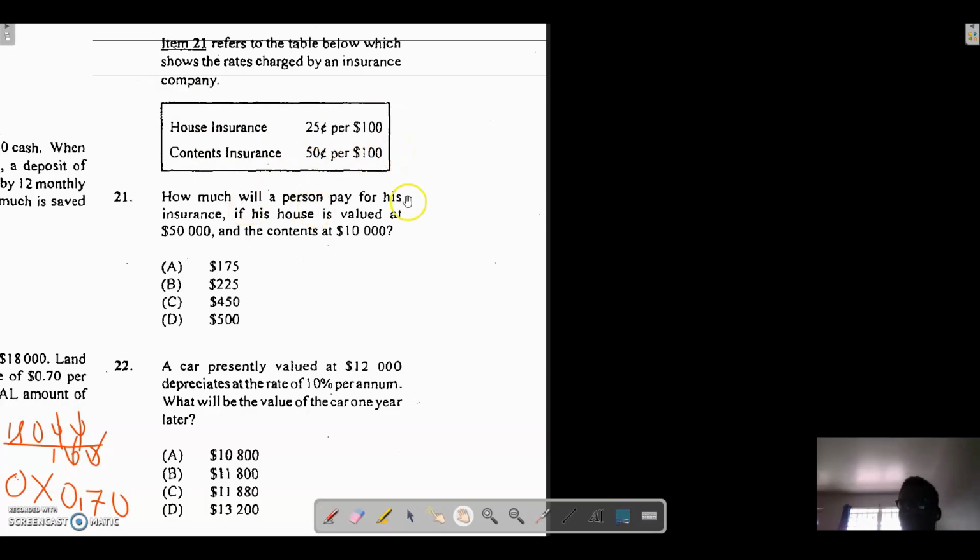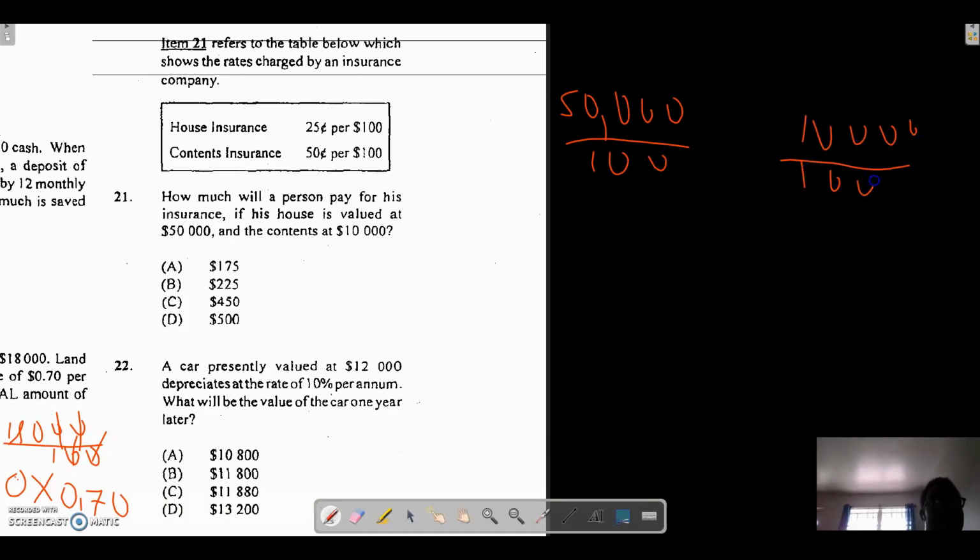How much money will a person pay for his insurance if his house is valued at $50,000 and his content is valued at $10,000? So what we really need to find is how many hundreds are in each of them. So I'm going to have 50,000 divided by 100, and I'm going to have 10,000 divided by 100. Once again, you don't have to do these hectic procedures because all you need to do is cancel out the zeros, right? So right away, without even doing the actual process, you know you're supposed to cancel the zeros. So you have 500 and you have 100 there.